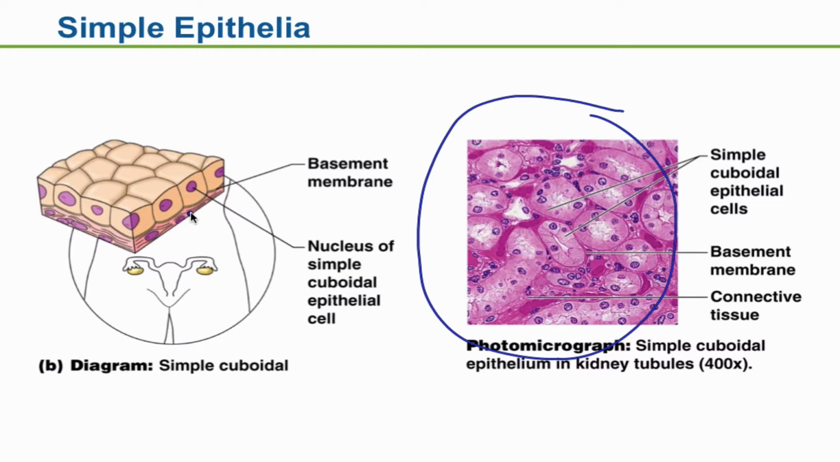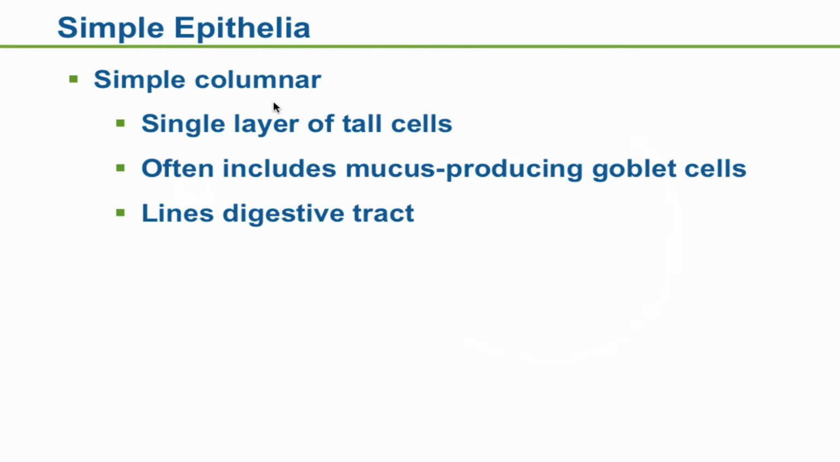So here we have the basement membrane. You see how these are more cube shaped, but there's just one layer of them. That's where we get simple cuboidal. Next up, we have simple columnar. Simple meaning single layer. Columnar means it's going to be those tall column-like cells. Simple columnar often includes mucus-producing goblet cells, and they're also going to line the digestive tract.